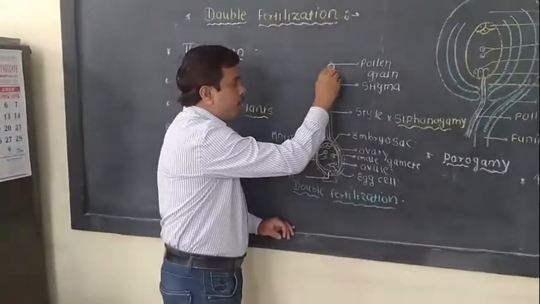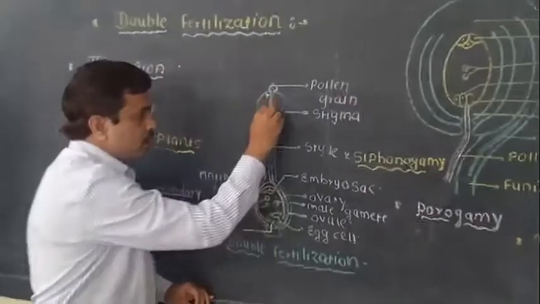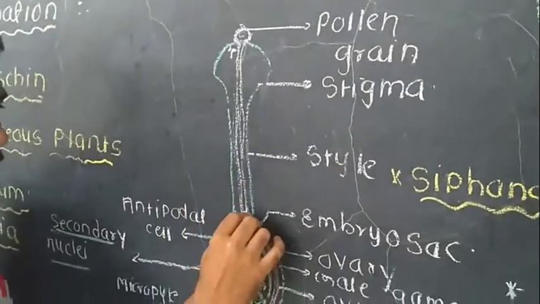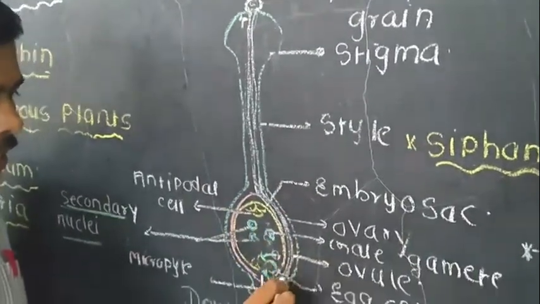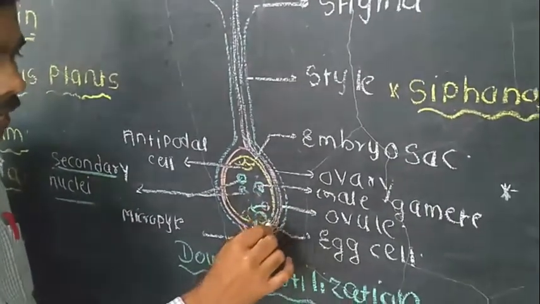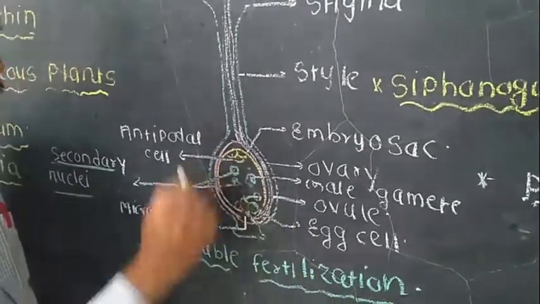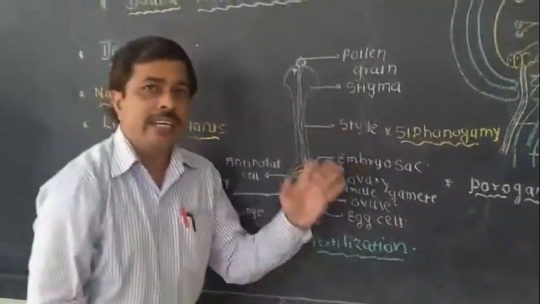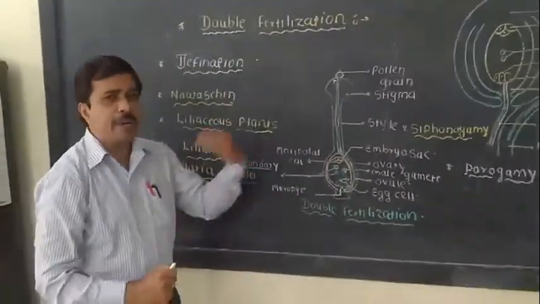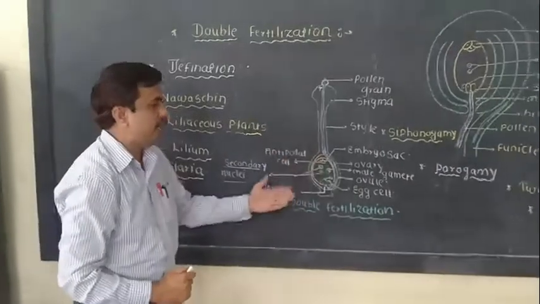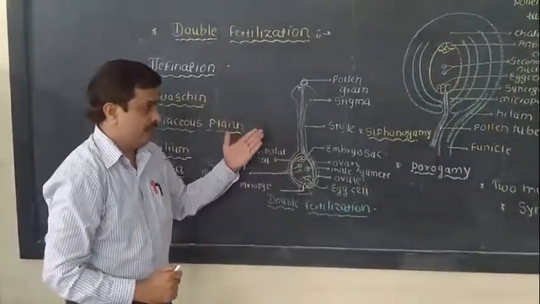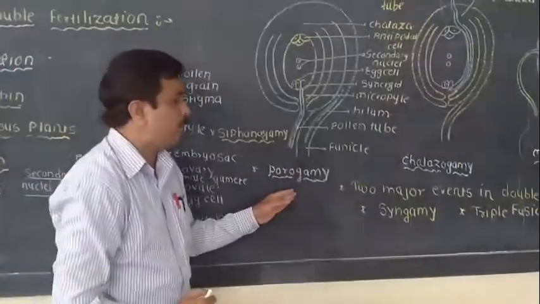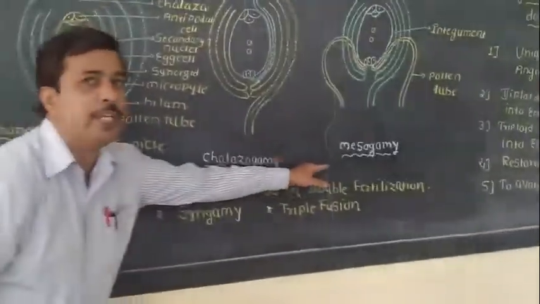Now this pollen tube grows through the style, and then it reaches up to the egg cell, and it enters into the embryo sac. So here there are three different ways in different plants by which the pollen tube enters inside the embryo sac. These events are known as porogamy, chalazogamy and mesogamy.